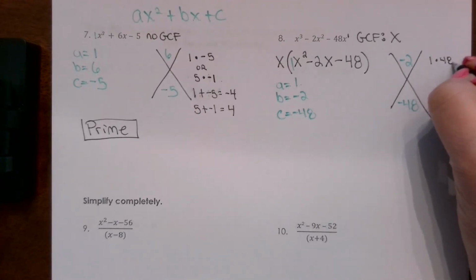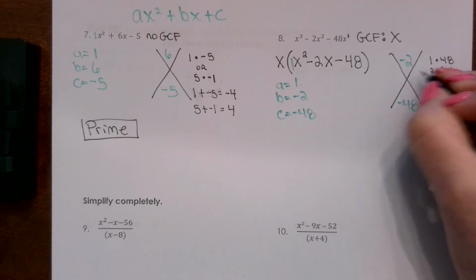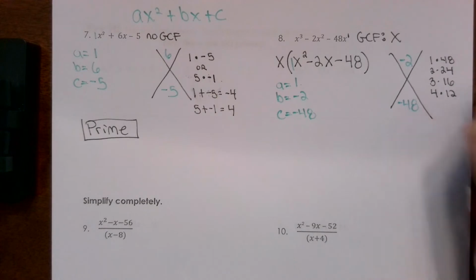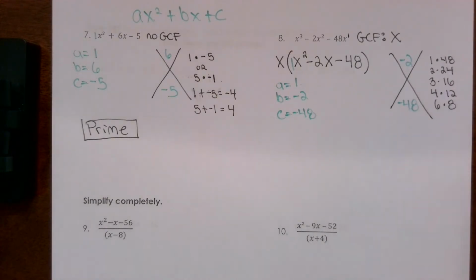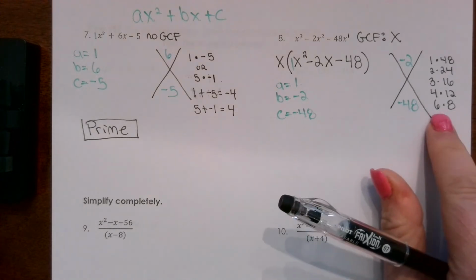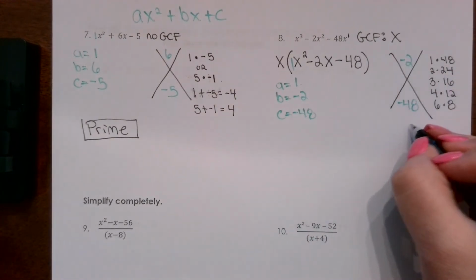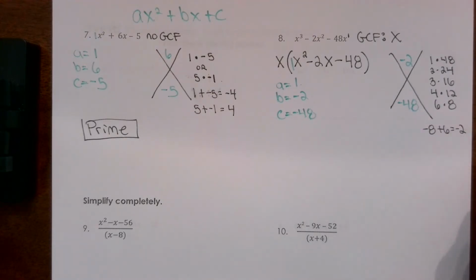1 times 48, 2 times 24, 3 times 16. So far, I don't see anything that's going to work. 4 times 12, nope. 5 doesn't go into it. 6 times 8. If I did 8 minus 6, I would definitely get 2, but I want it to be negative 2. So let's have negative 8 plus 6. That equals negative 2.